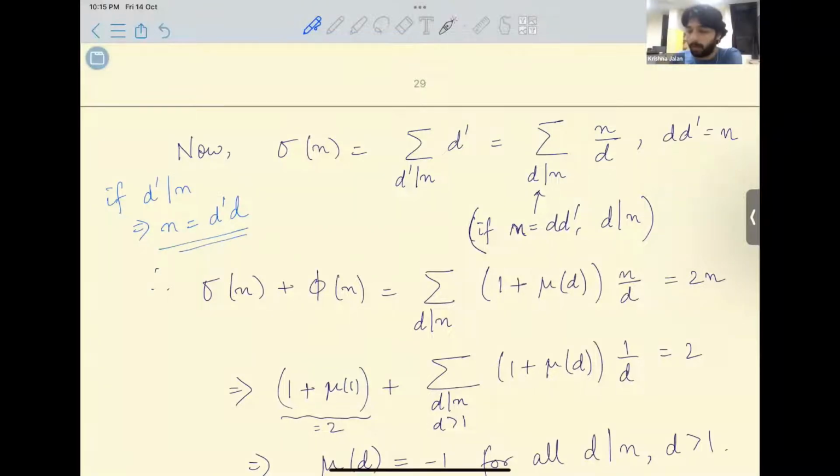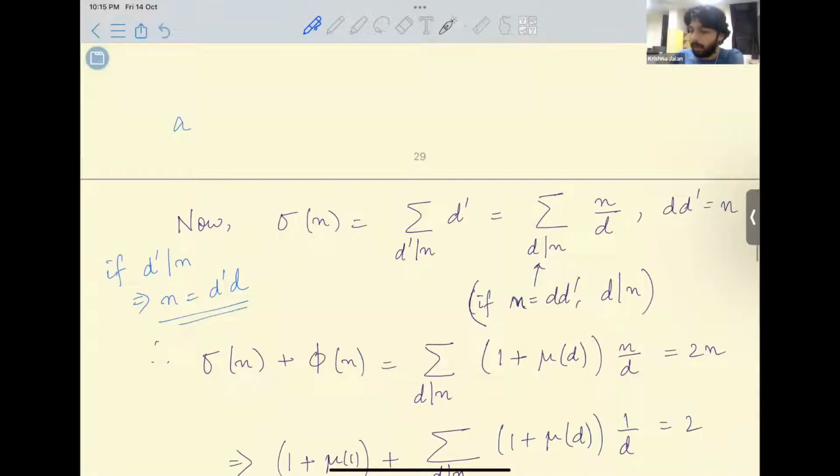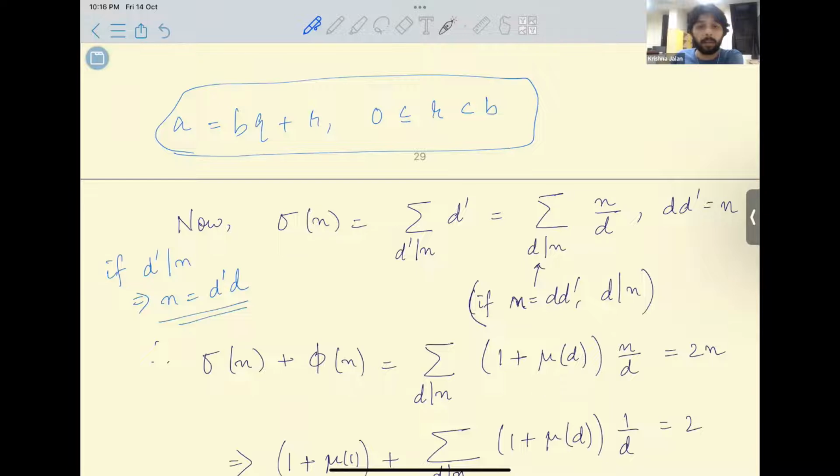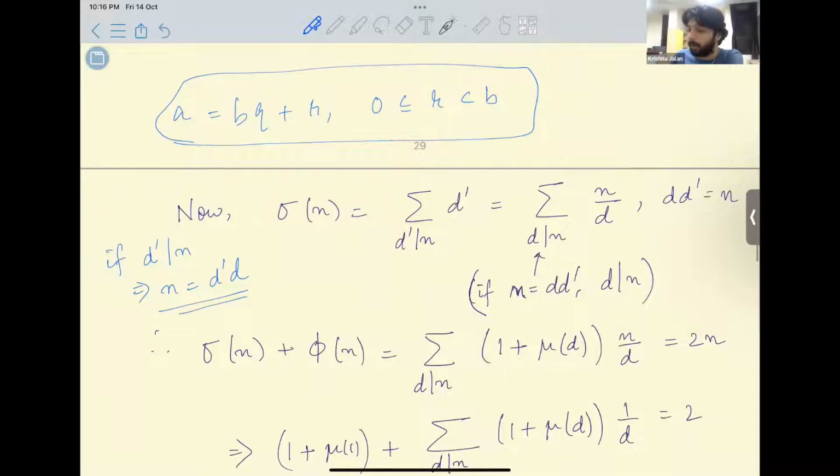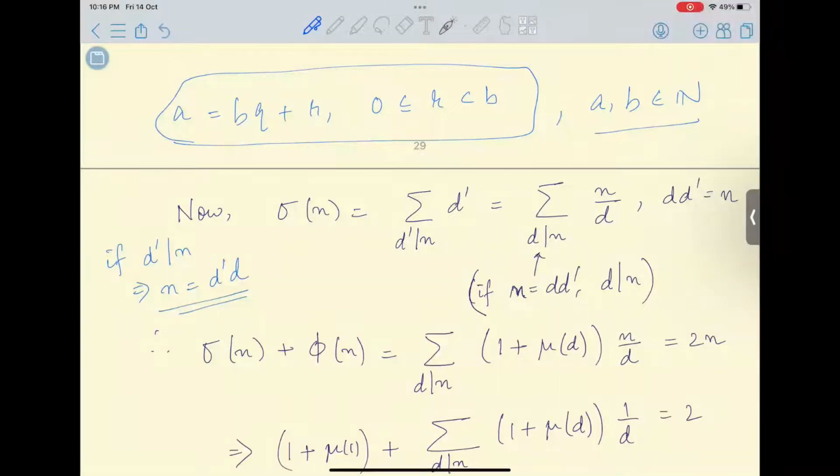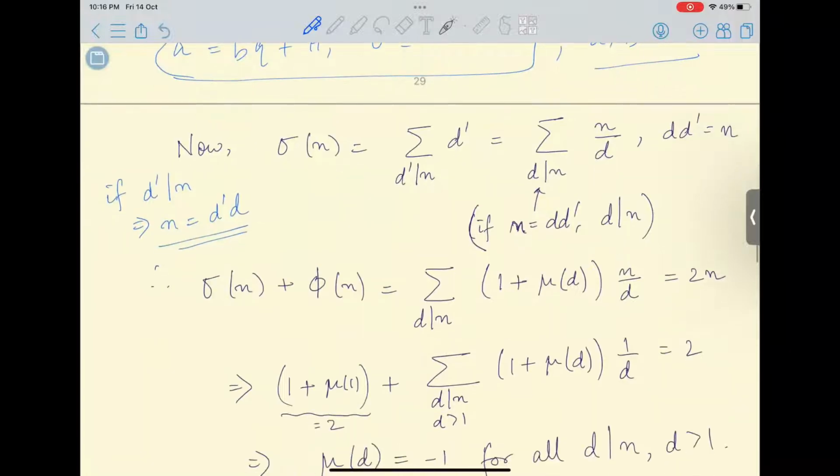What is this identity called, that any number a can be written as bq plus r, where r is less than b? I hope you have done this. a, b belong to the naturals. Have you done this? Euclid's lemma? Yes. So I'm using Euclid's lemma here.